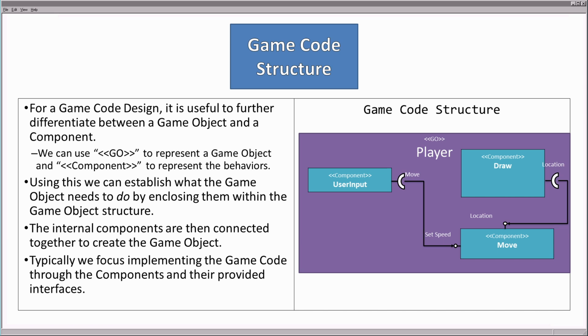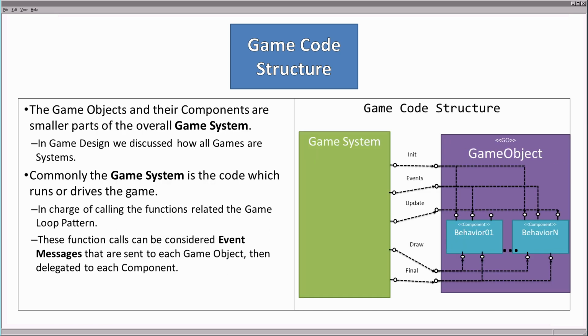We can use GO to represent the game object and component to represent behaviors. Using this, we can establish what the game object needs to do by enclosing them within the game object structure. The internal components are then connected together to create the game object. Typically, we focus on implementing the game code through the components and provided interfaces.